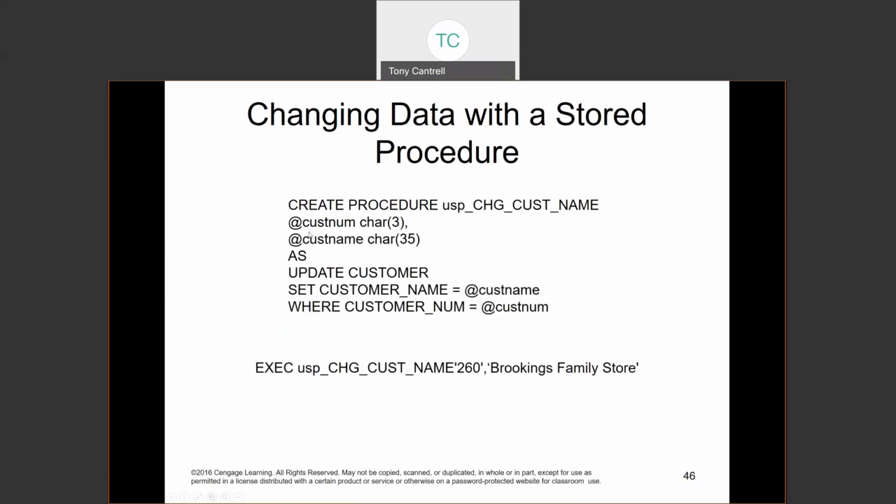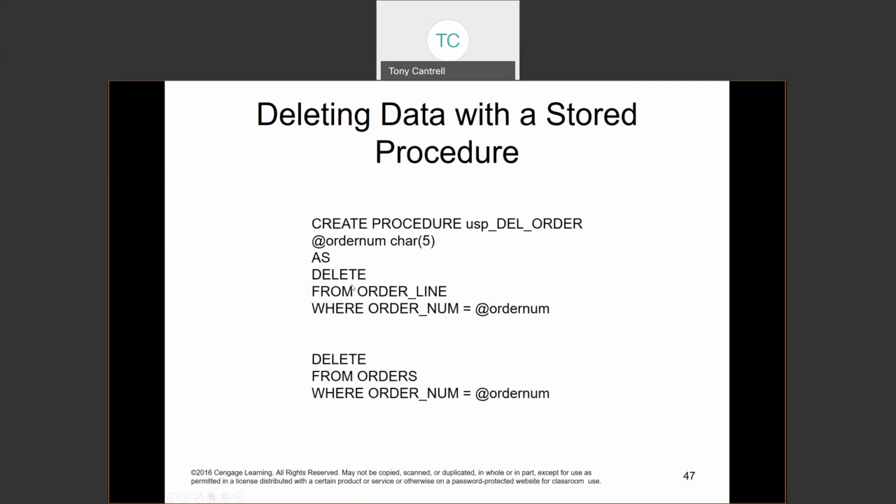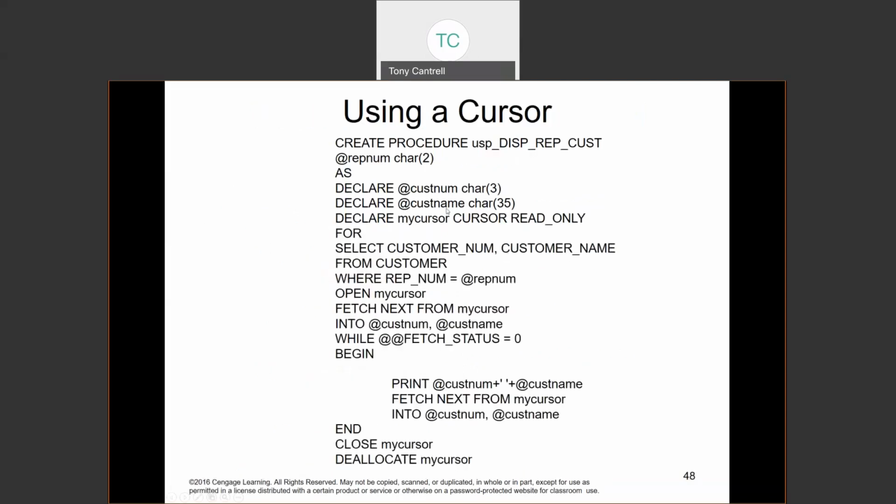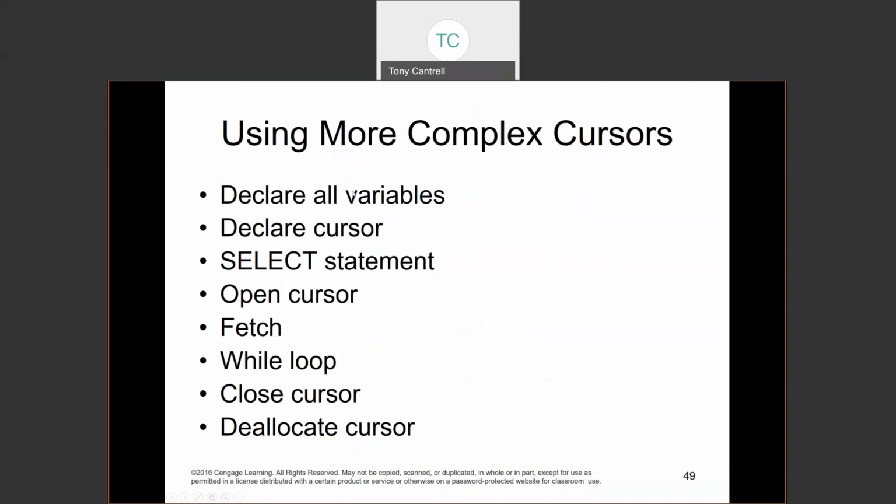This is one changing it. There's a data type, the @ symbol. You call it a little bit different, but they all work the same. And you can see that delete works the same. Just remember, you got to put the data type in on the arguments. And you got to use the @ symbols on the arguments. That's it. And anytime you use the order number, like even down here, you got to use it. Using a cursor works the same way, except you just use the @ stuff. It says while fetch status equals 0, so it's a little bit different. Using more complex cursors, you declare all variables, declare cursor, select statement, open cursor, fetch, while loop, close, and deallocate.